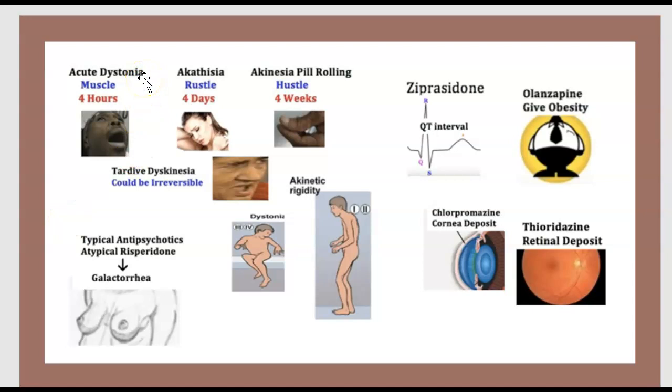Acute dystonia, muscle spasm in hours. Akathisia, restlessness in days. Akinesia, parkinsonism in weeks. Ziprasidone, QT interval. Olanzapine, obesity. Thioridazine, retinal deposit. Chlorpromazine, cornea deposit. Akinetic rigidity, and typical antipsychotic. Atypical risperidone, galactorrhea.